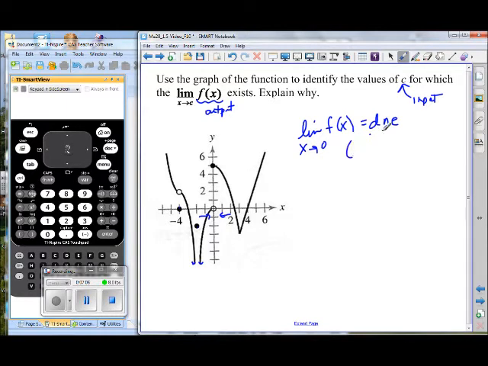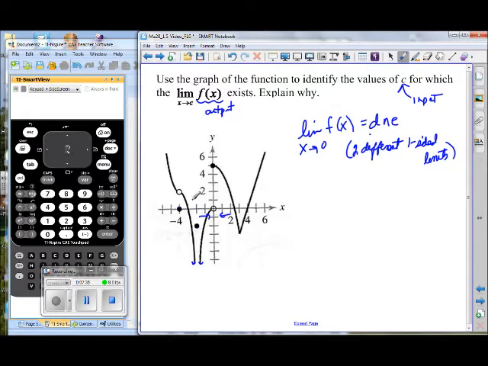And I want you always, if you use that abbreviation, I want you to tell me why. And the reason is we have two different one-sided limits. Okay? Two different one-sided limits. So identify the values of c for which the limit exists. Well, definitely not at 0, so we can't use 0.